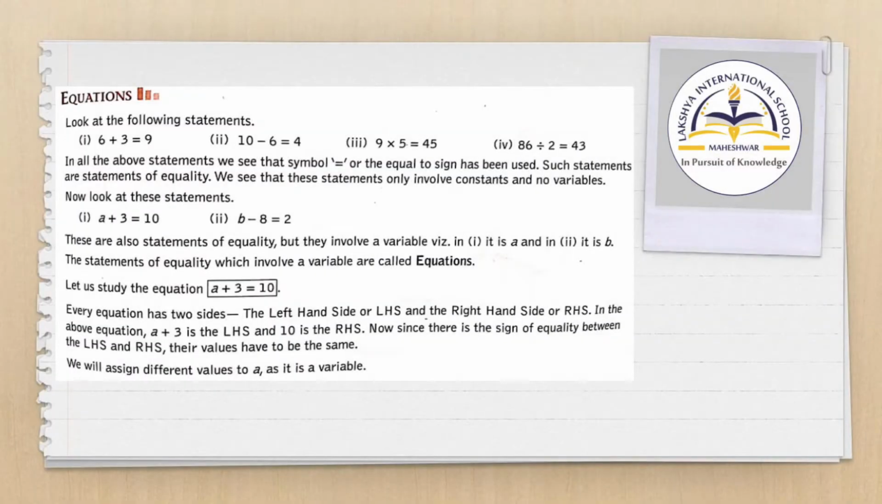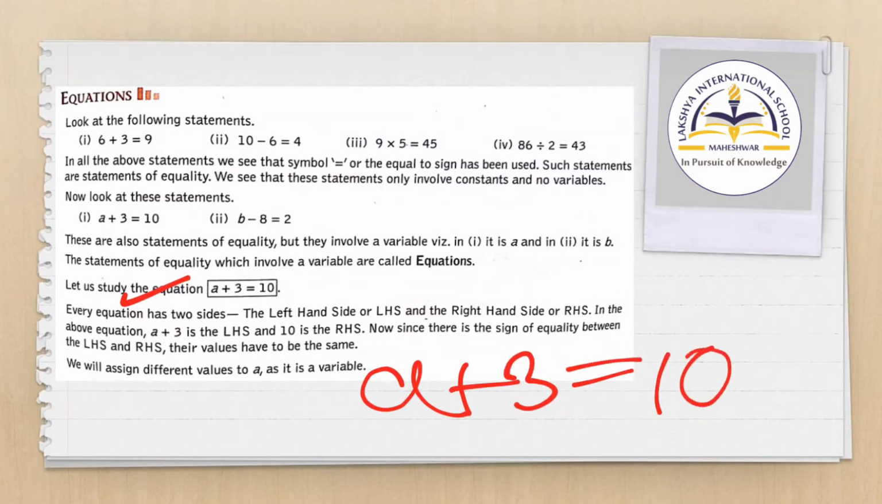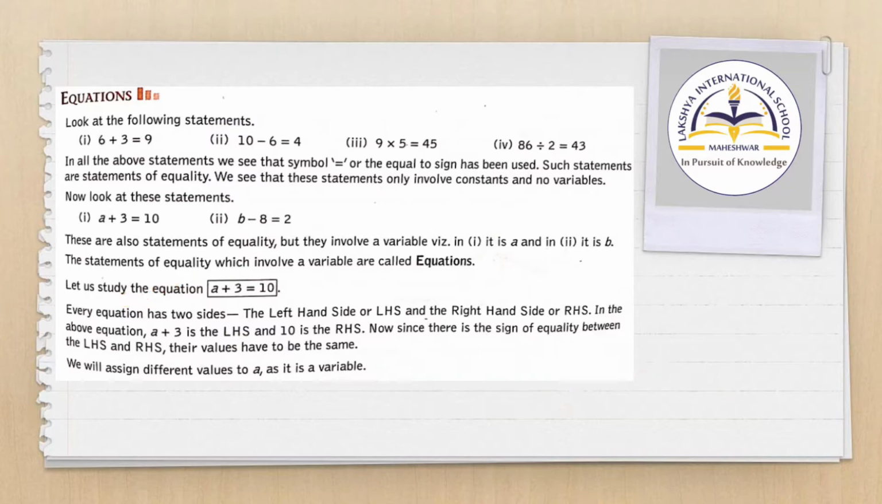First topic is equation. What is an equation? A statement of equality which involves a variable is called an equation. Suppose one example is given here: a plus 3 equals 10. Here a is the variable and 3 is the number. So this is an equation.